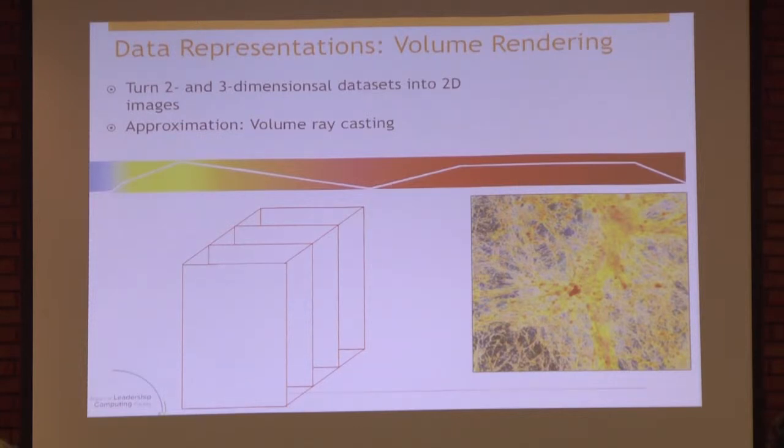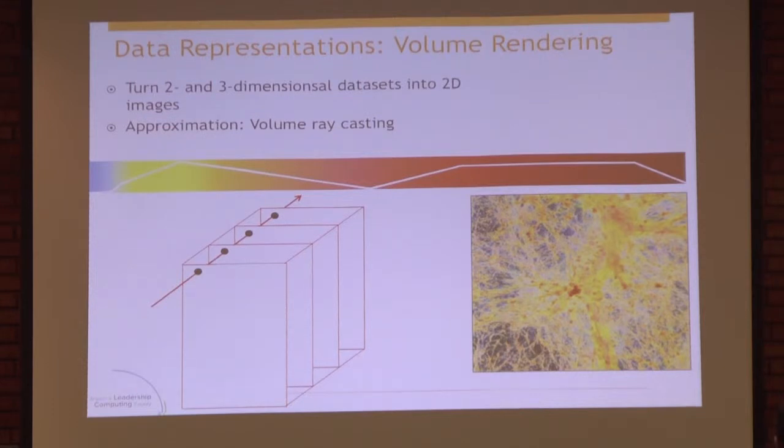Ray casting can be really highly accurate. Essentially what you do is you cast a ray through the volume, you take samples along the way. And for each of those samples, you look at the data value at that sample, and then you look it up in a lookup table like this bar across the center here.